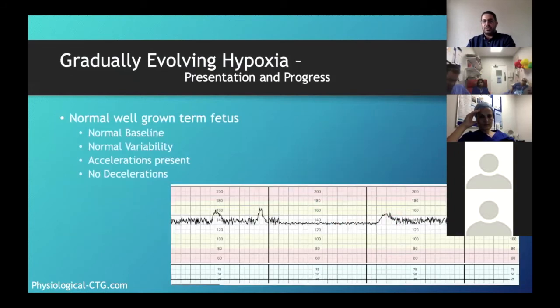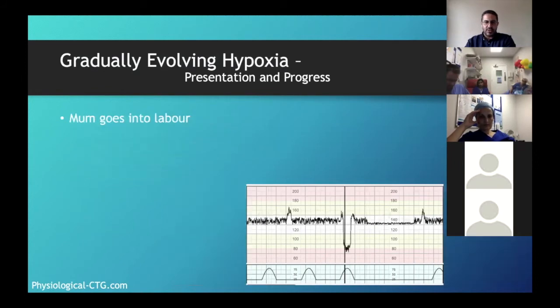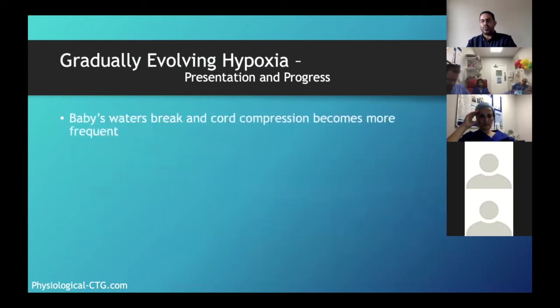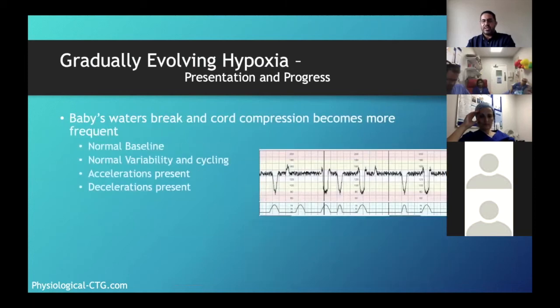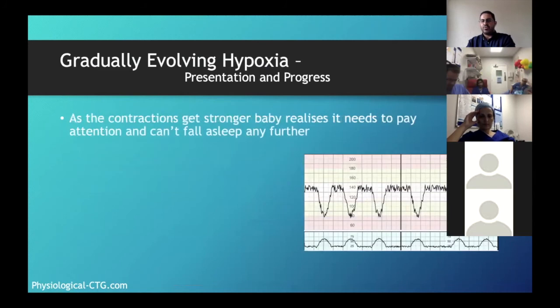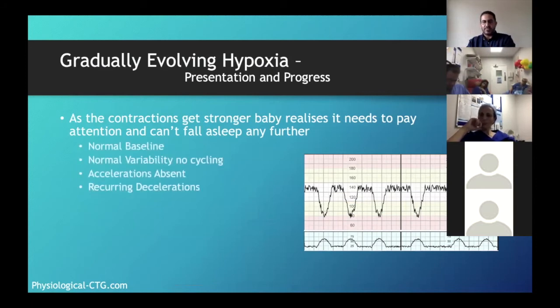So it starts off with a normal trace. I'm just brushing through this a bit. We start getting some decelerations as a response to hypoxic events. And then the decelerations become more frequent. The baby then starts losing its cycling, so it's not going to fall asleep because of the events that are happening. They are becoming more and more intense, and the baby's not going to fall asleep with that.